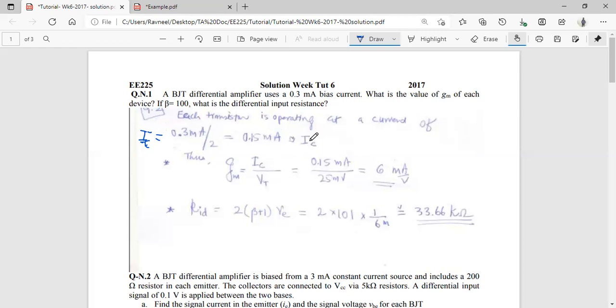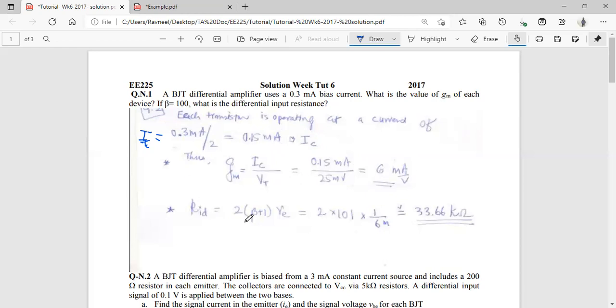Once we know our IC, we can calculate our transconductance. Our transconductance is equal to IC upon VT. We know our IC value, that is 0.15 milliamps, and we know our VT value. So directly substituting into this formula, we get our transconductance, that is equal to 6 milliamps per volt.